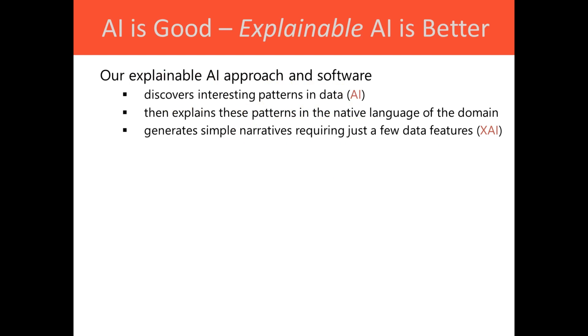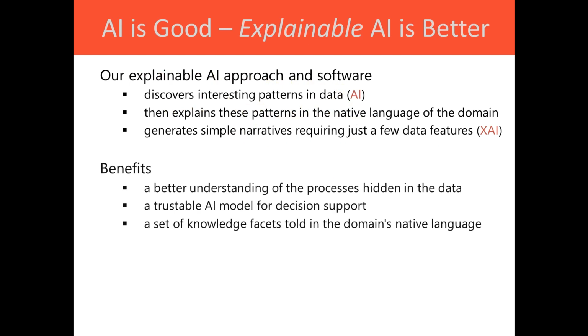It's just a few data features you need, and you can learn about your data and about these particular patterns. So it's easy to understand. What you get from this is a better understanding of the hidden processes that you don't really see when you just look at line charts and so on. You get a trustable AI model because it's explained, it can help you make decisions, and it gives you a set of knowledge facets told in the domain's native language. It's really knowledge that we capture and then explain in the attributes' language, which is easy to understand.